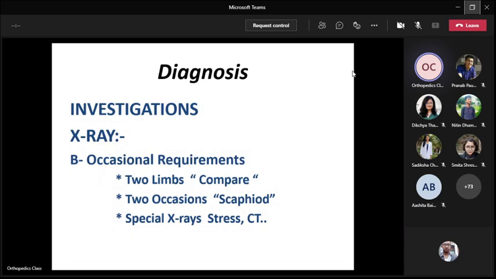Sometimes in pediatrics, the epiphyses are not fused. They are the area which grows. They are not fused, so sometimes that mimics a fracture. You are confused over there. So you have to have an X-ray of the normal limb also to see whether that epiphysis is present over there also or not. So for comparison, two limbs, two occasions.